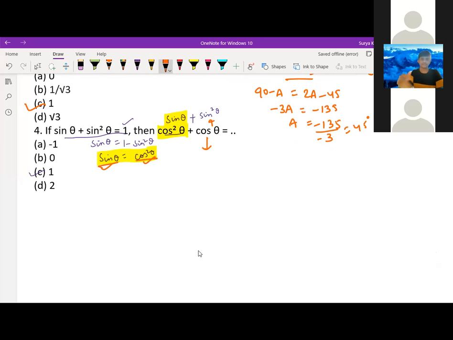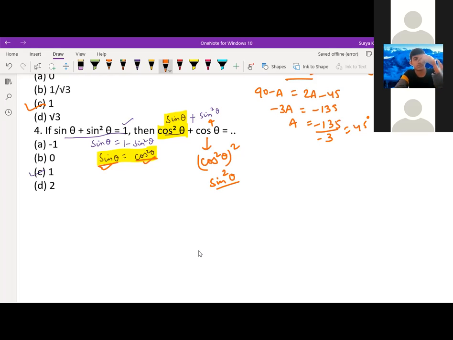Again, cos to the power 4 theta can be written as cos square theta to the power 2, correct? So cos square theta again can be written as sin theta. You are writing the square, so sin square theta. Understood. Okay, so the 4th one is clear.